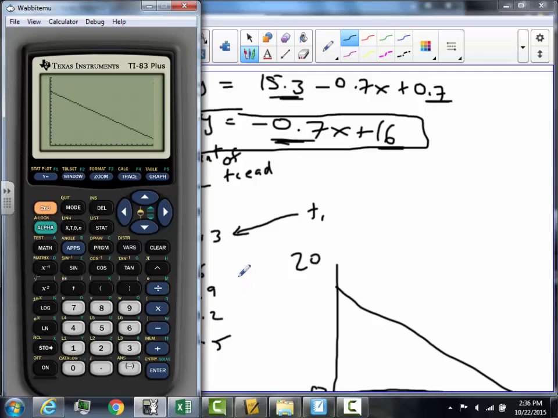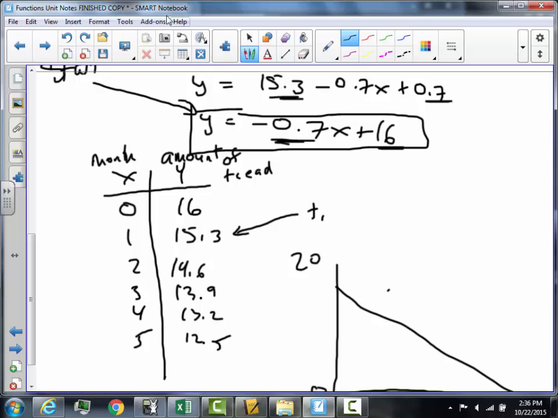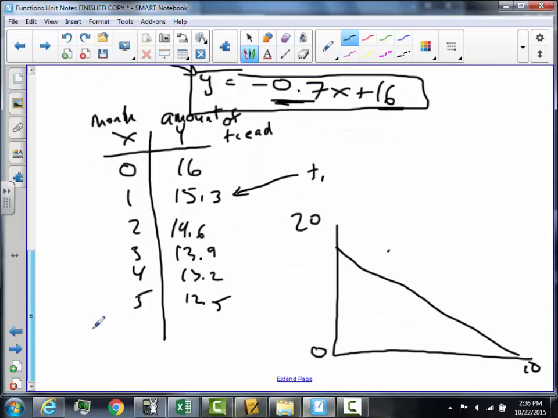There, that's not bad. So at this point, I just drew that picture. And I guess I should say that this was my window size, from 0 to 20, 0 to 20. The only other expectation I would have is on this axis, you should probably say amount of tread, and this is month. That's all I require for a graph. Literally like that. It doesn't need to be crazy with a ruler or something.